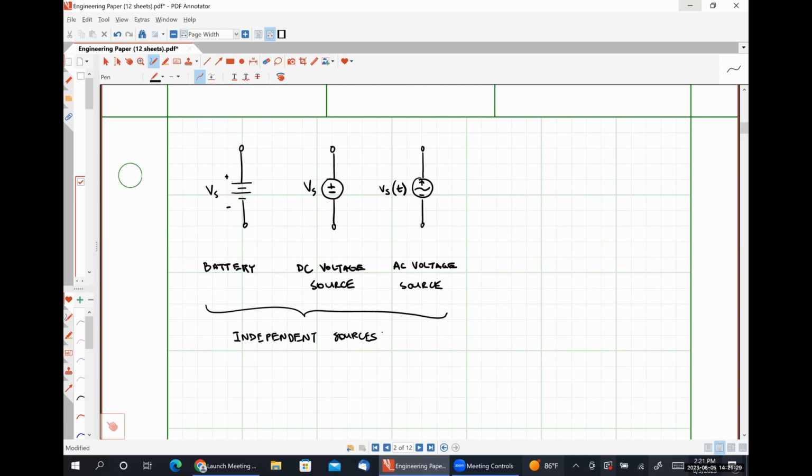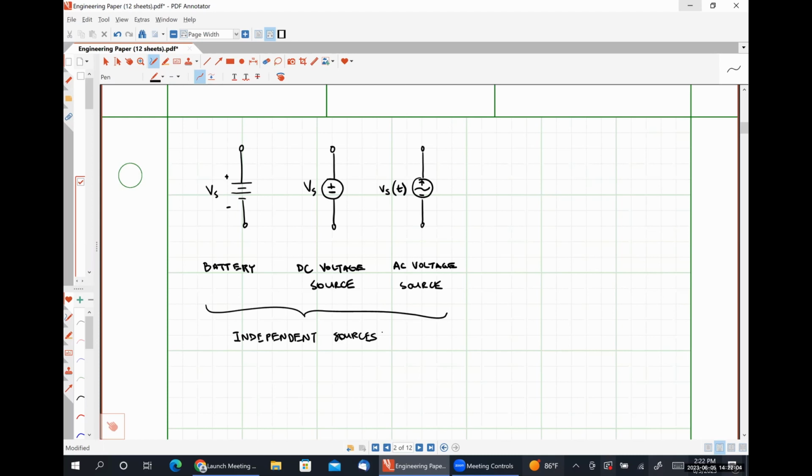So in an independent source, in this case, for independent voltage sources, the amount of voltage that is being provided by these sources is constant regardless of what is connected to the source, right? So a AA battery still has a voltage of 1.5 volts, even if you don't connect it to any sort of external circuit. So it would be an example of an independent source.